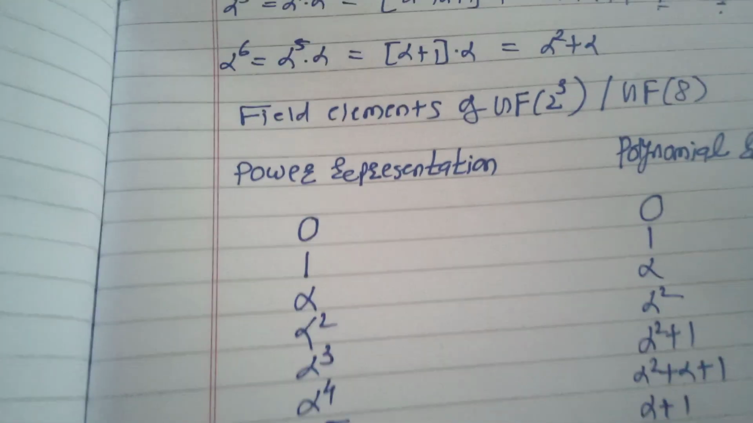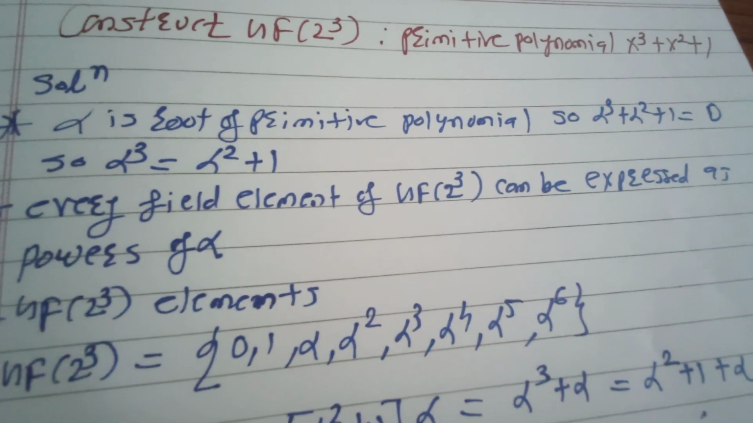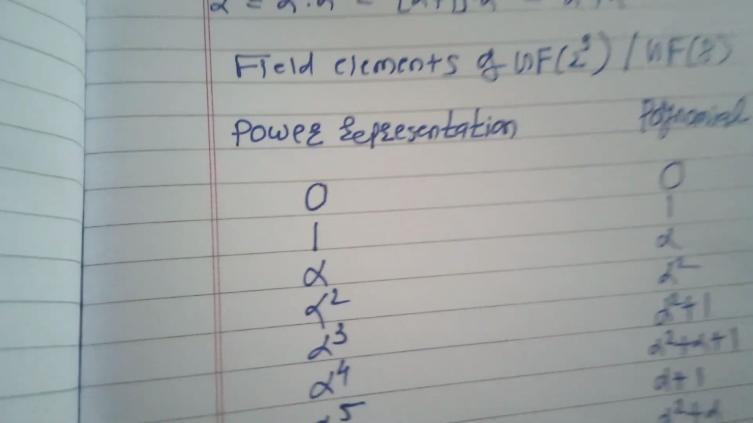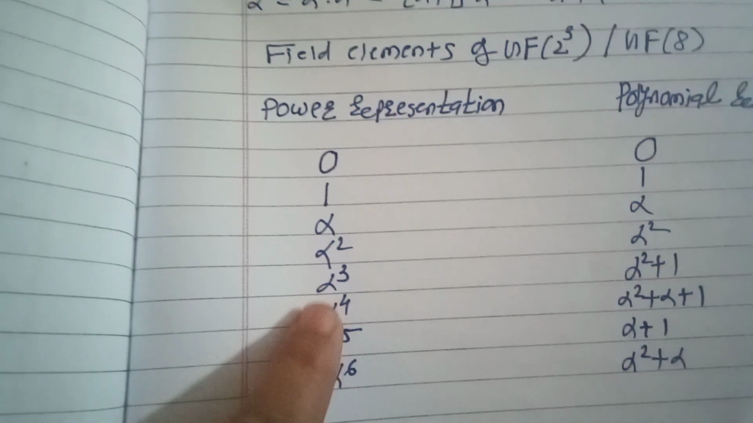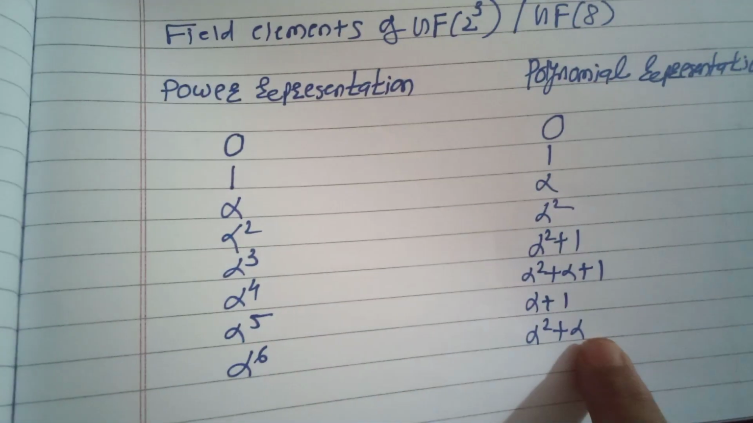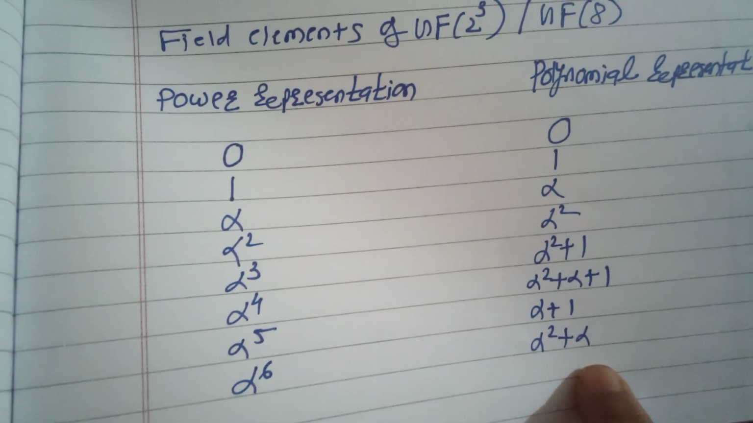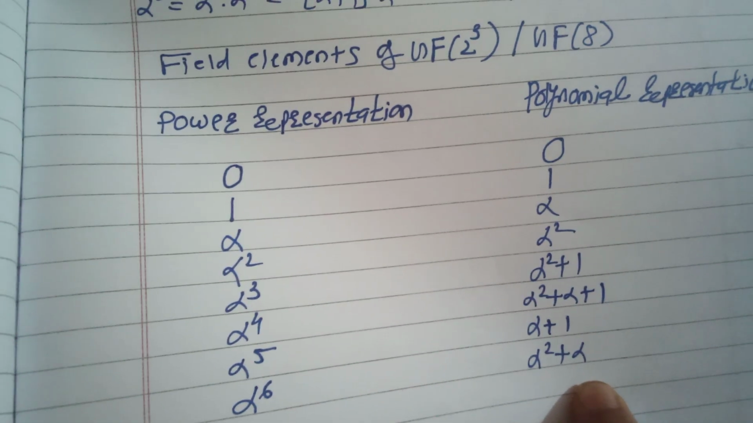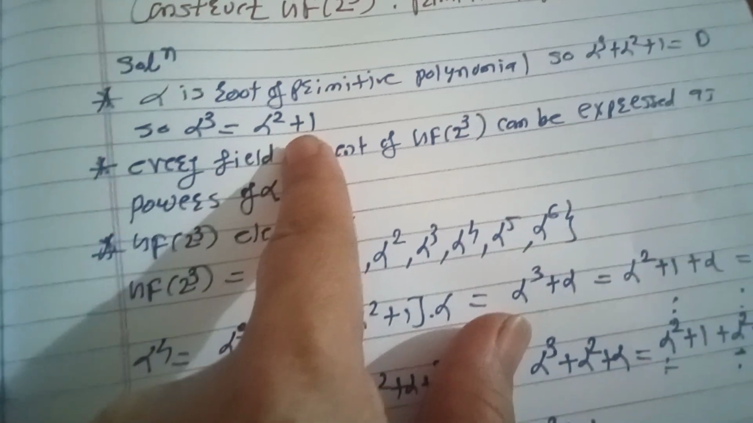So these are the field elements of Galois field 2 raised to 3, which is obtained with the primitive polynomial x cube plus x square plus 1, and its base field is Galois field 2. This is the power representation of the elements, which are expressed as the powers of the primitive element, and this is the polynomial representation of the elements, which are obtained by the modulo primitive polynomial operation. Whatever we are doing, alpha raised to 4 is equal to alpha cube plus alpha, then we are obtaining alpha square plus 1.